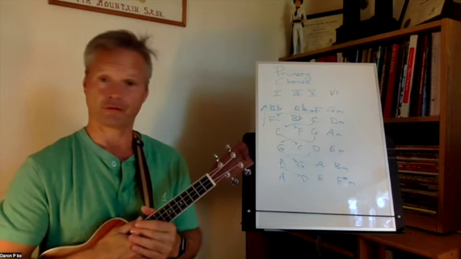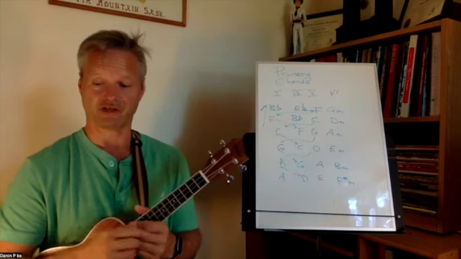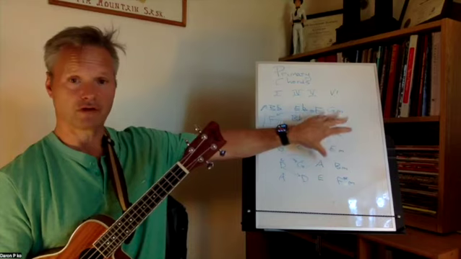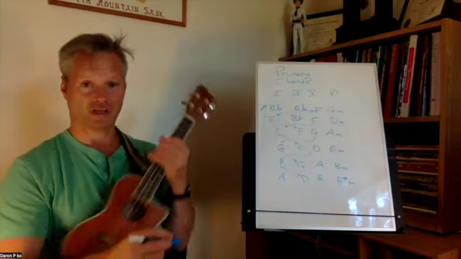So those are all your relative minors. That's the 6 of each of the keys. The last thing I want to show you now is that those minor chords batch together into each key.